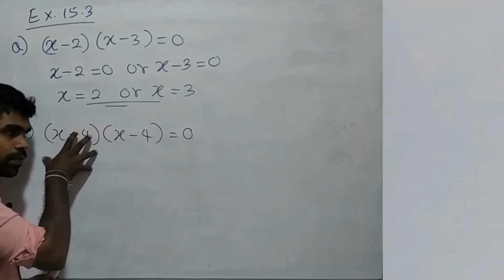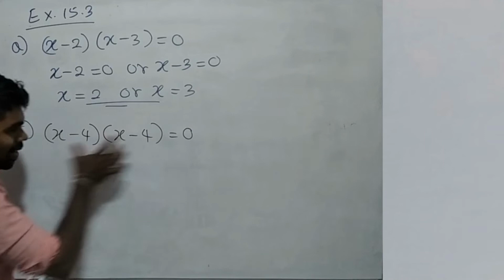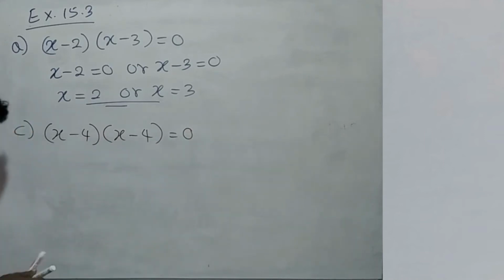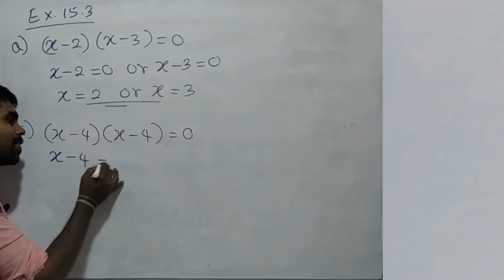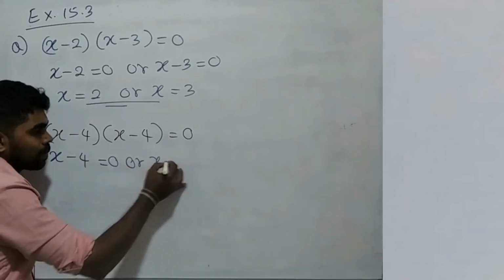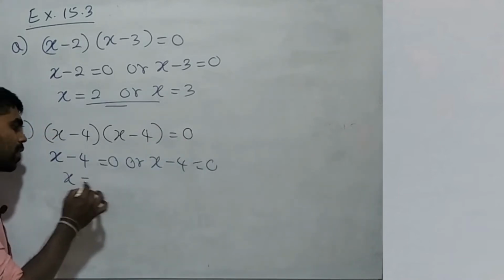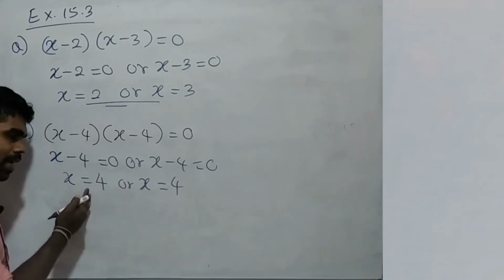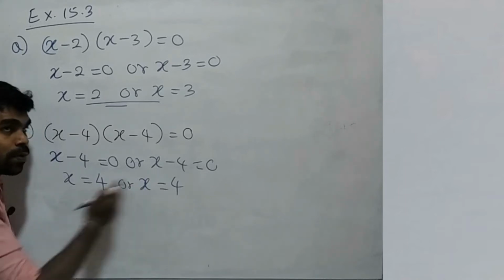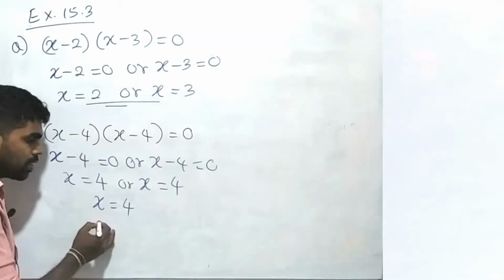(x minus 4) into (x minus 4) equals 0. There are two terms and there is a product. The product is 0. Then we can equal the two terms separately to 0. x minus 4 equals 0 or x minus 4 equals 0. Now we have to find the x value separately. x equals 4 or x equals 4. There are same answers. Now we can get the answer x equals 4.